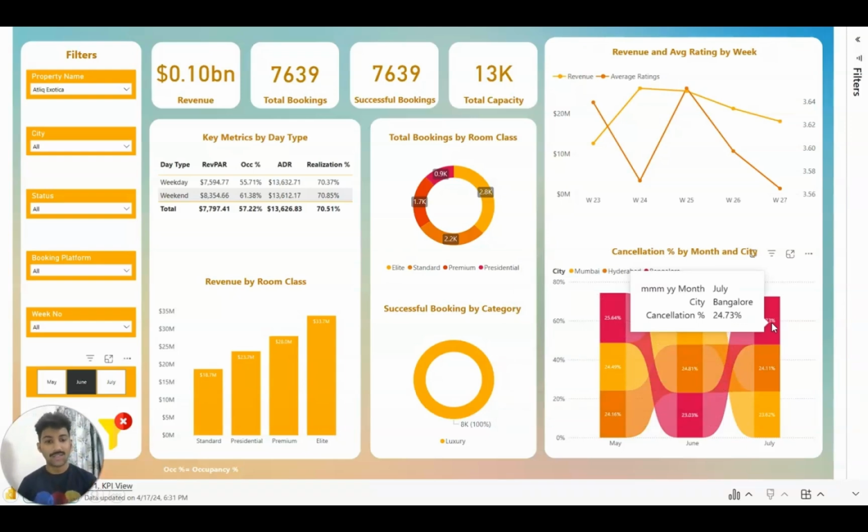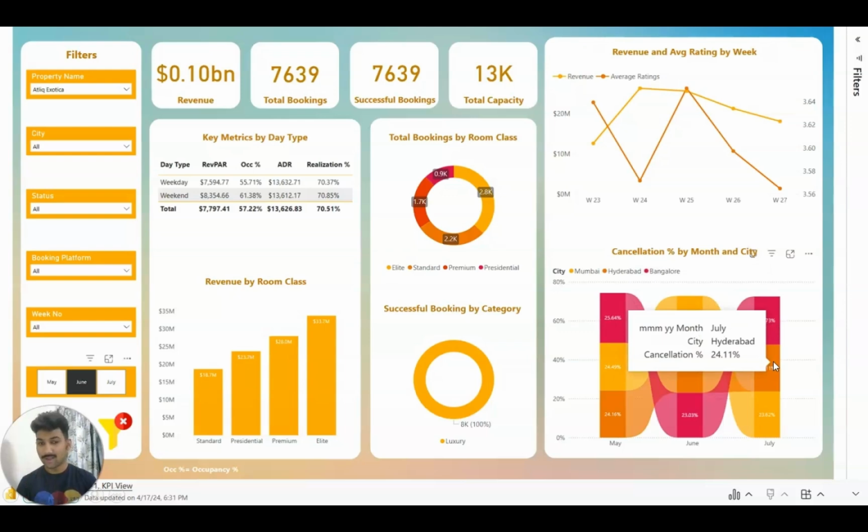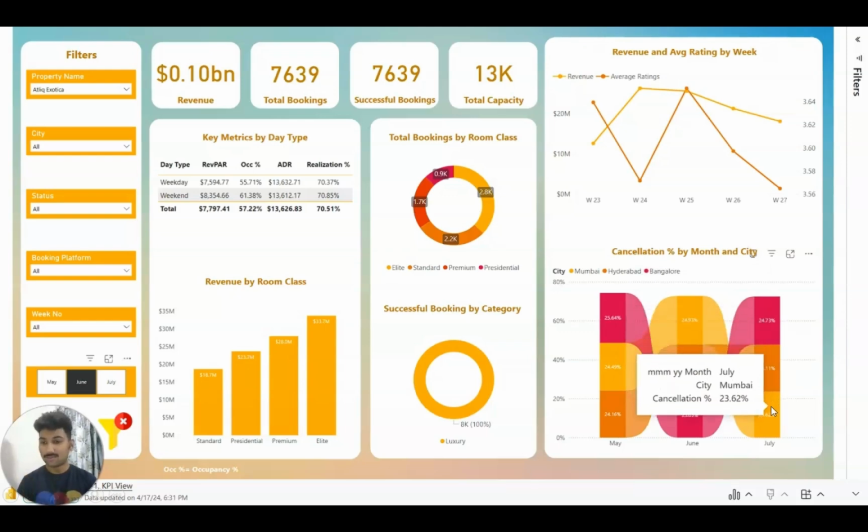Okay, now you see, why is it at the top? Shouldn't it be in second place because it is less than 25.64? But the thing to notice is that it is the highest in the month of July. In all the cities, it is the highest in Bangalore, and it is the highest in the month of July. That is why it is at the top. Then comes Hyderabad, then comes Mumbai.